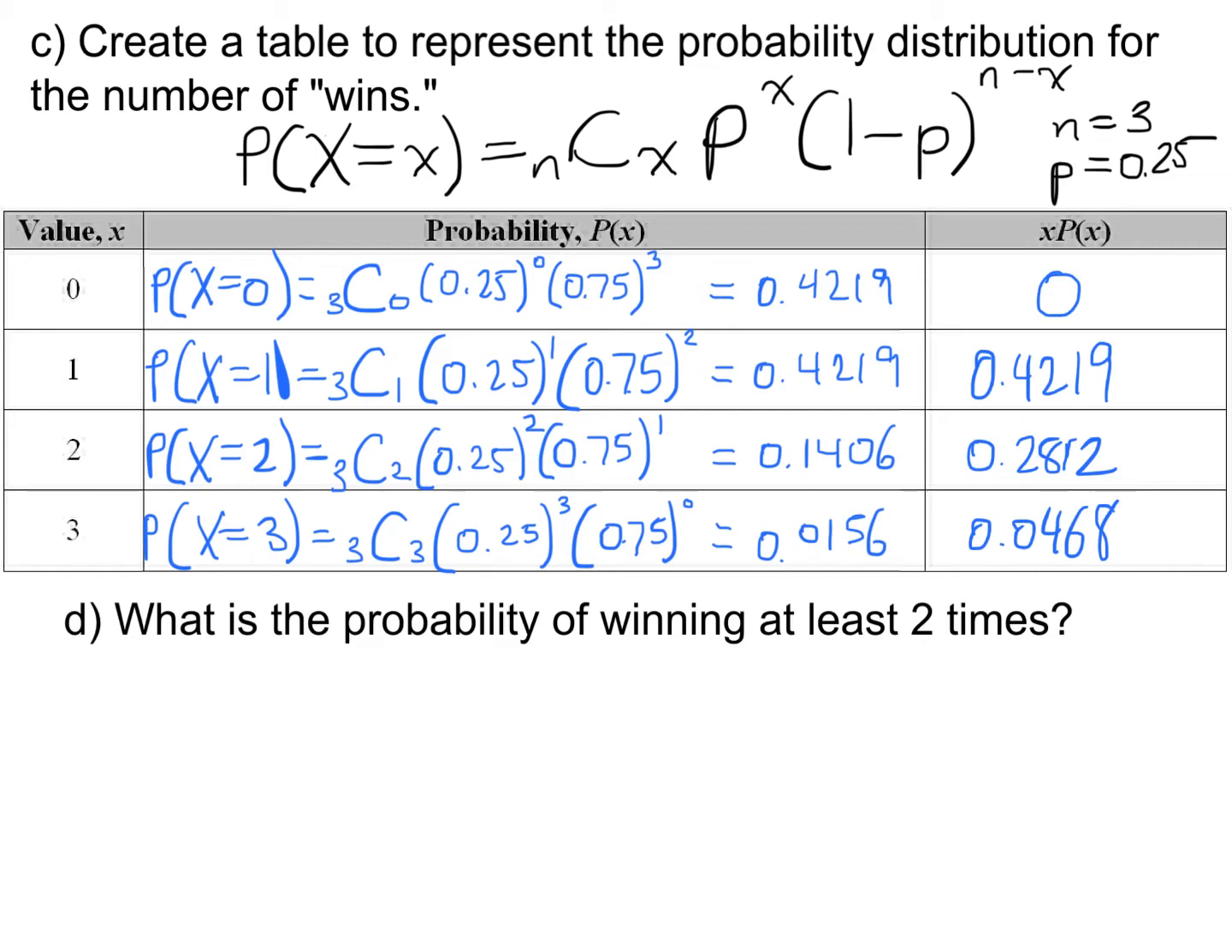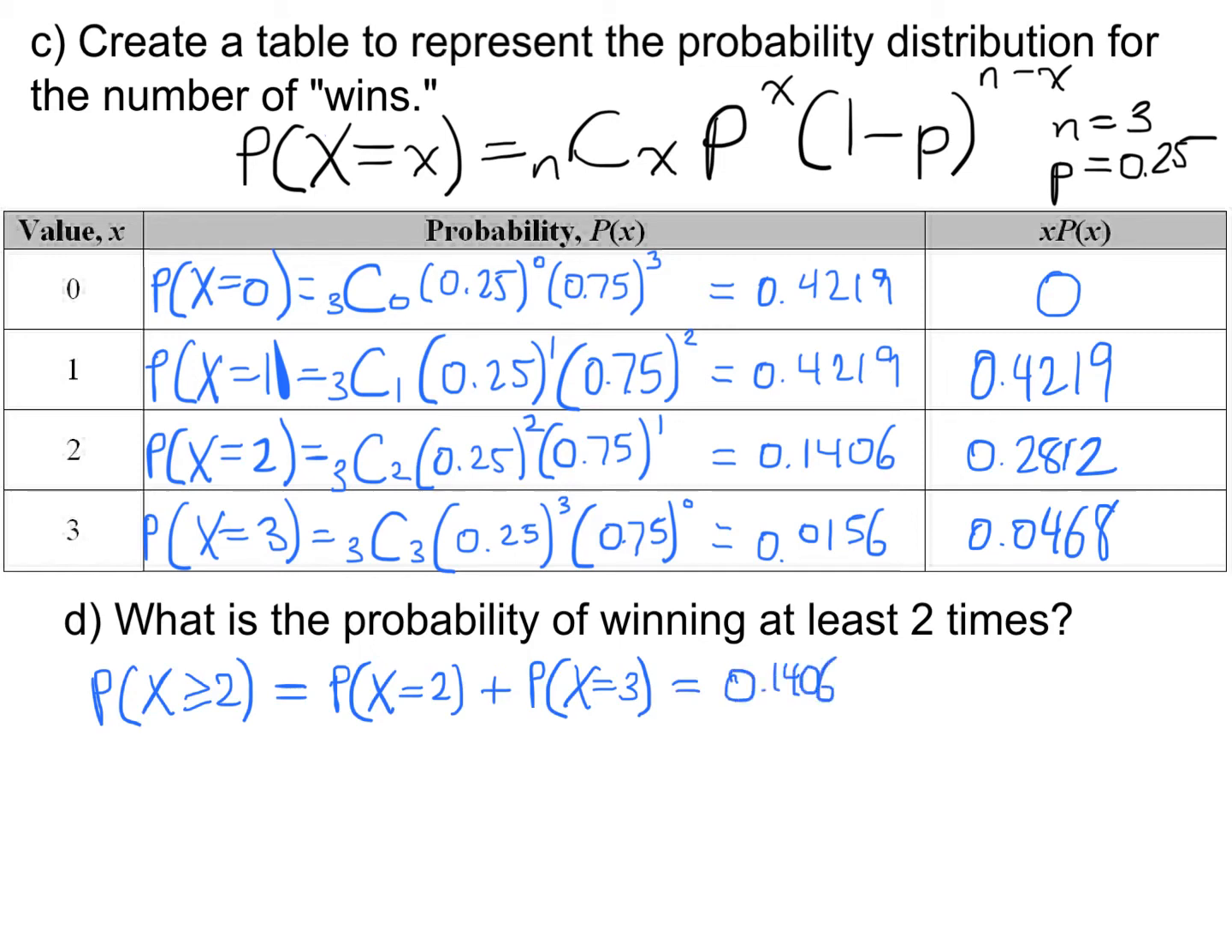So this part here, what is the probability of winning at least 2 times? Well, the probability of winning 2 or more times, we would write that as X is greater than or equal to 2. There are 2 ways of calculating this, if you think about it. We can just add up the probability of winning 2 times plus the probability of winning 3 times. So that's going to be 0.1406 plus 0.0156. When we add them up, we get 0.1562. Okay. So that's one way of doing it.